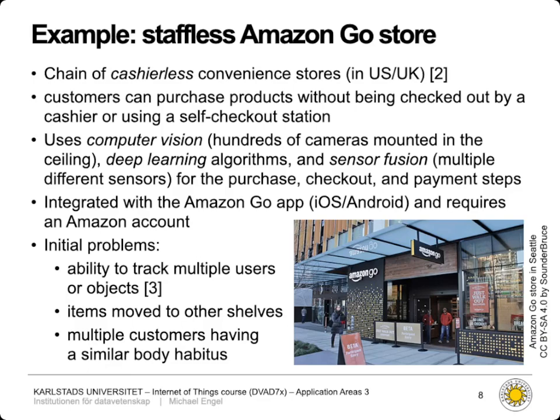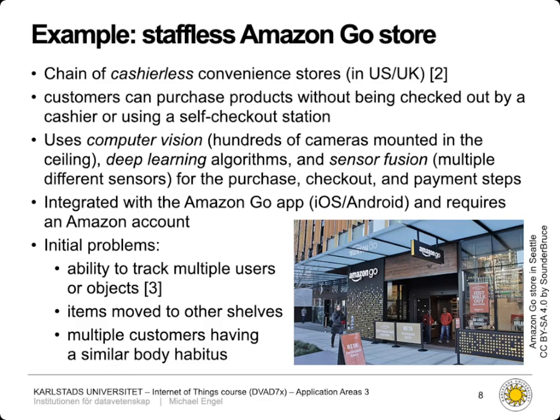And as you can imagine, you need quite a lot of technology to get this to work. So in these Amazon Go stores, there are lots of cameras, up to hundreds of cameras mounted in the ceiling. These cameras use computer vision and deep learning algorithms, and they fuse with additional sensor information, like, for example, RFID sensors, ultrasonic sensors, and so on, to really figure out what the customer is doing. And this is done for purchase, for checkout, and for the ultimate payment then. Of course, this is integrated with your Amazon Go app, with your account, so the money is automatically deduced from your Amazon account.